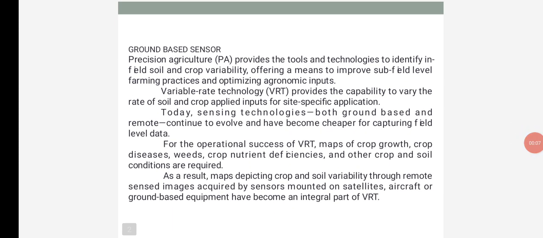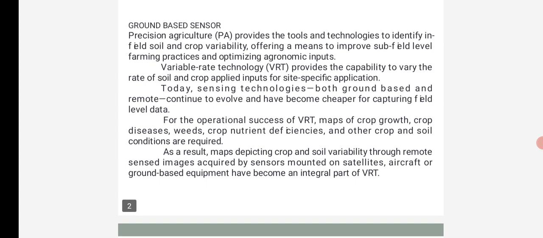Ground-based sensor. Precision agriculture provides the tools and technologies to identify in-field soil and crop variability, offering a means to improve subfield level farming practices and optimizing organic inputs. Variable rate technology provides the capability to vary the rate of soil and crop applied inputs for site-specific applications.